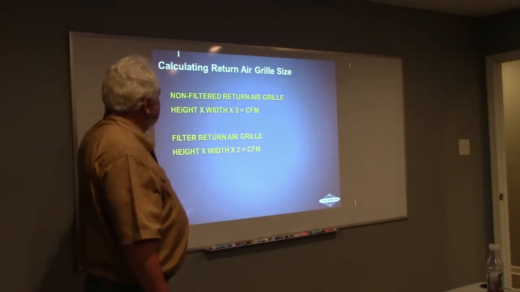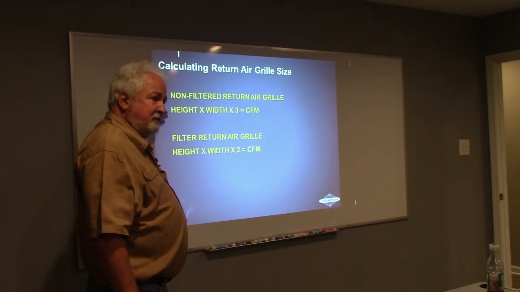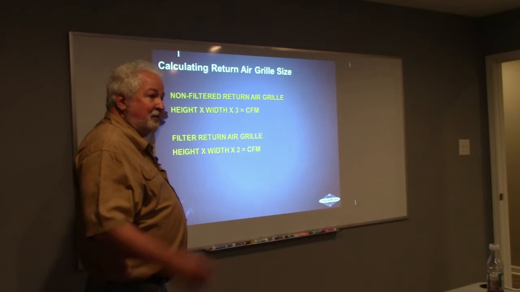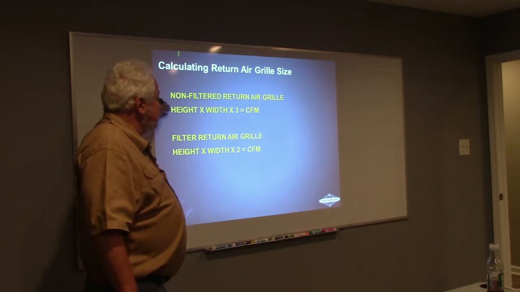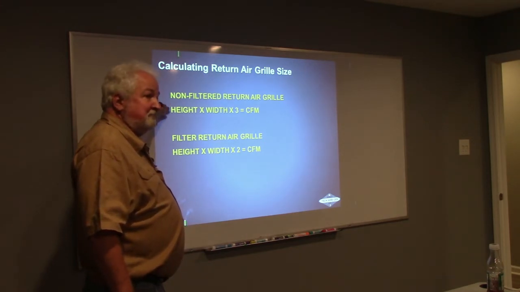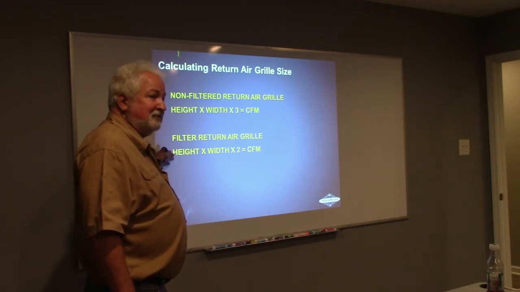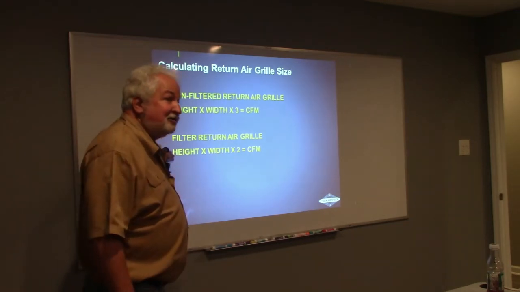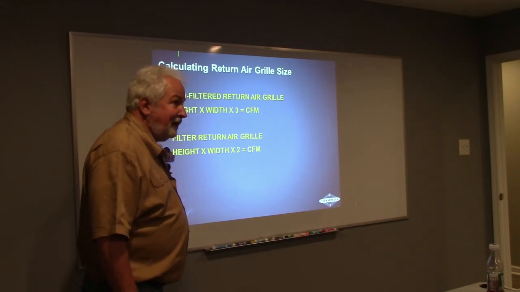So, calculating a non-filtered grill, height times width times 3 moves the air at about 500 feet per minute. Is 500 feet per minute a good sound level for grills? Good. So non-filter grills, height times width times 3, move at about 500 feet per minute. Filter grills, height times width times 2, move at about 300 feet per minute. Is 300 feet per minute a good speed for the filter? Oh yeah.